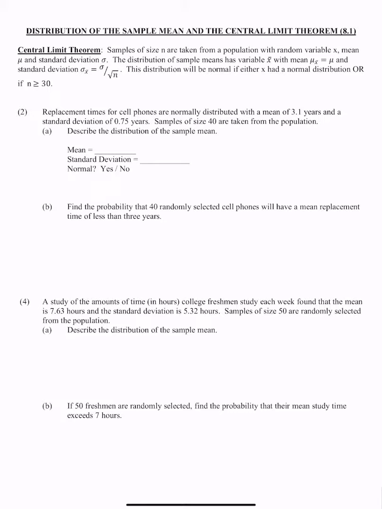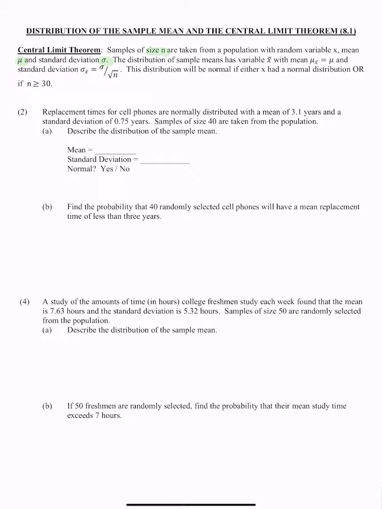Hi everyone, the purpose of this video is to go over a problem where we use the central limit theorem. As you may recall, the central limit theorem has to do with taking samples of size n from a population. So in these problems, we're going to take samples of size n taken from a population with a random variable x. The mean is mu. It has a standard deviation given. So those three things that I've highlighted right there, the sample size, the population mean, and the population standard deviation, must be given in every problem that you're going to see.